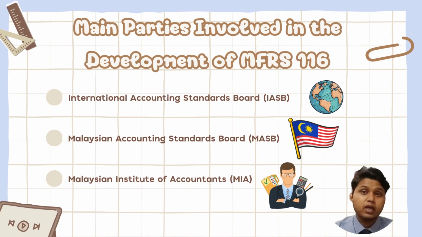Hi everyone, I will be explaining the main institutions involved in the development and implementation of MFRS 116. There are three key bodies. At the international level, we have the IASB, which issues IAS 16, the standard that MFRS 116 is based on. In Malaysia, the MASB adopts and issues the standard as MFRS 116. Finally, the MIA helps accountants and auditors apply the standard correctly in practice. So in this section, I will explain the roles of each body and how they contribute to the quality of financial reporting under MFRS 116.